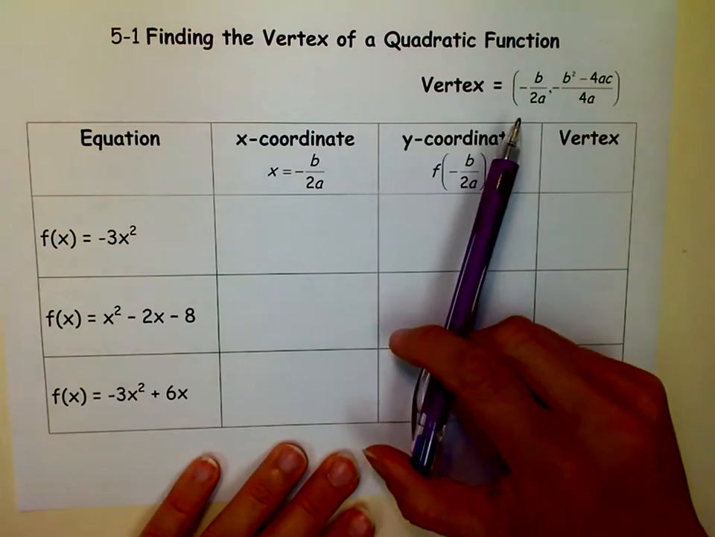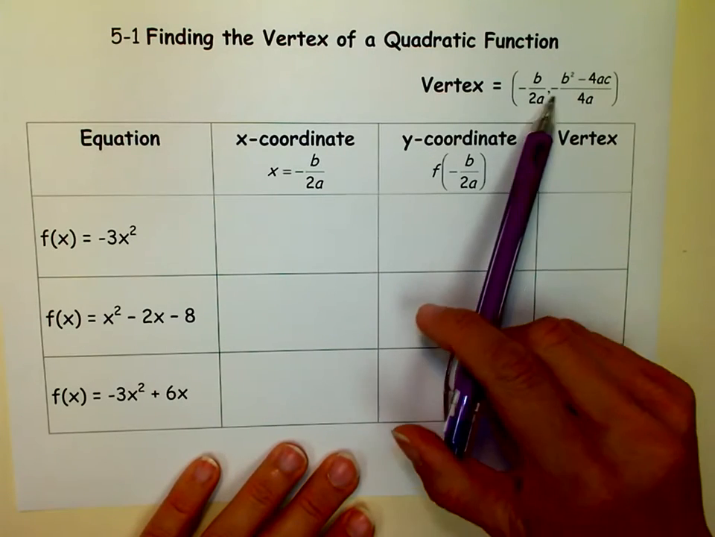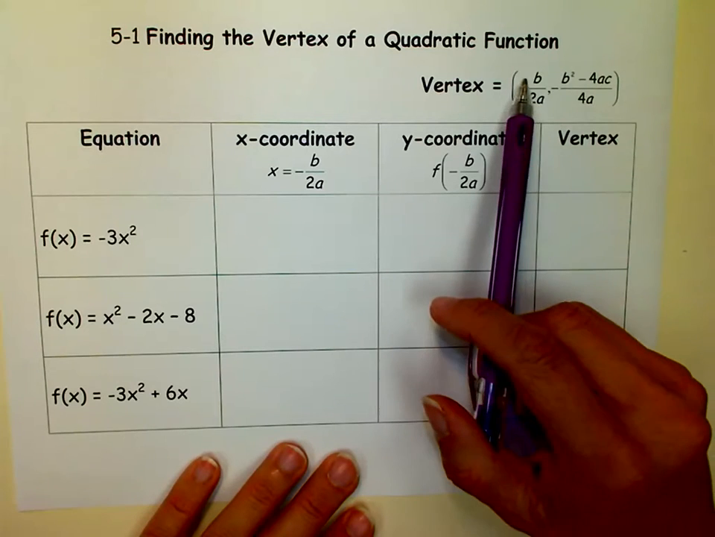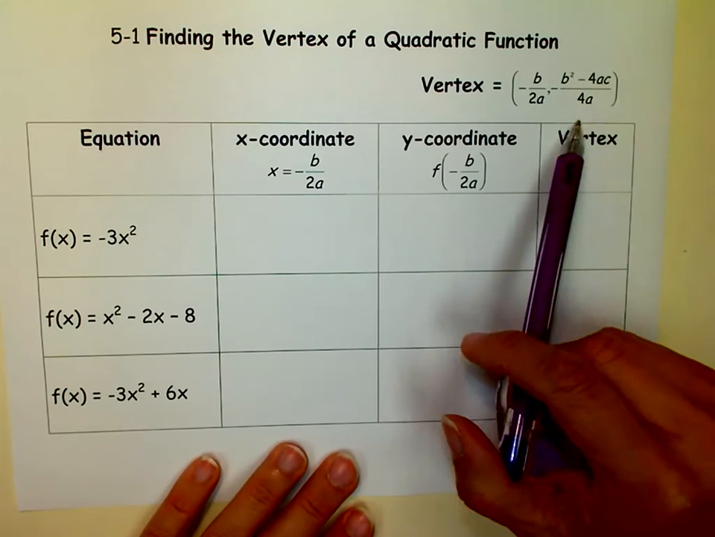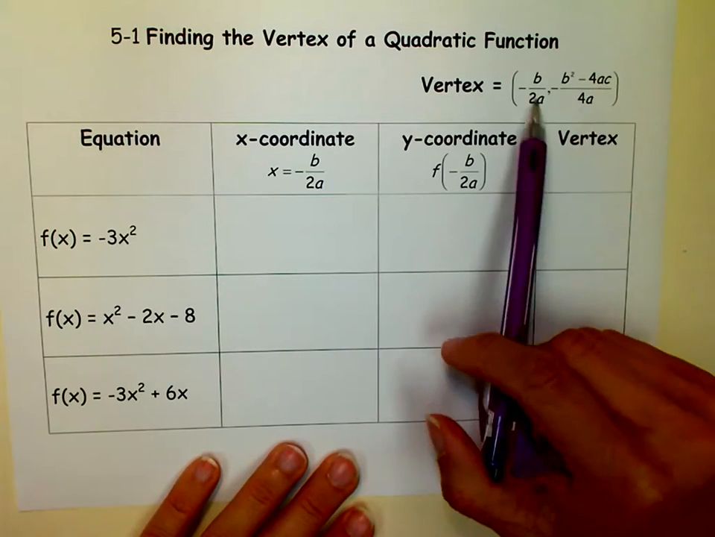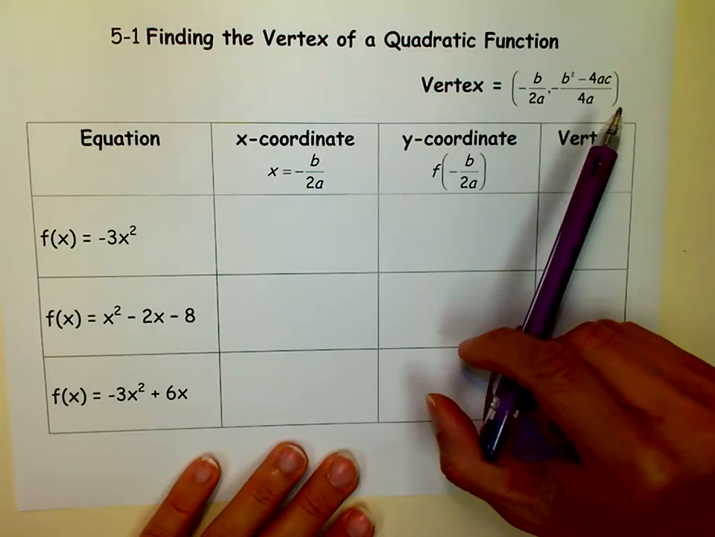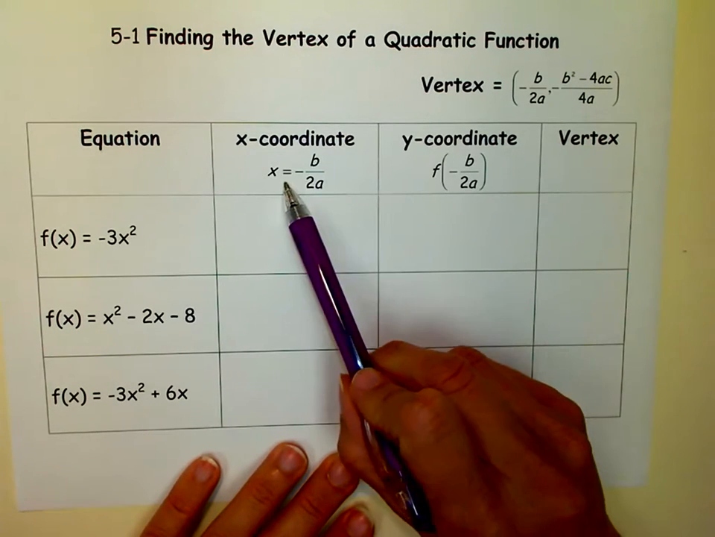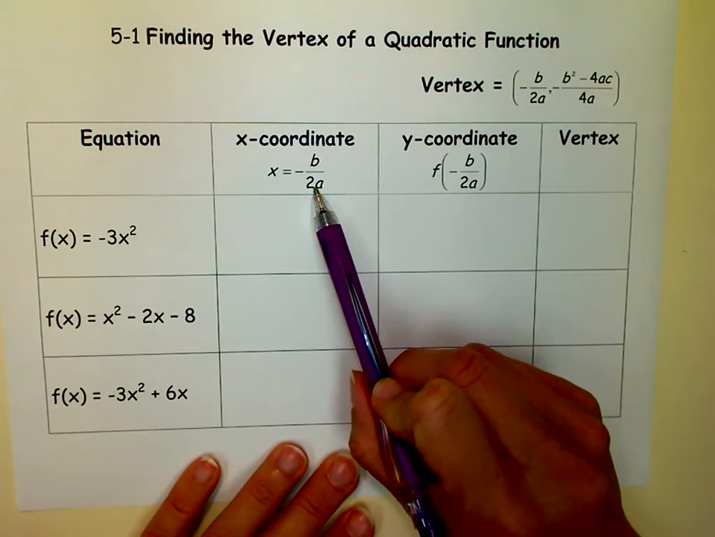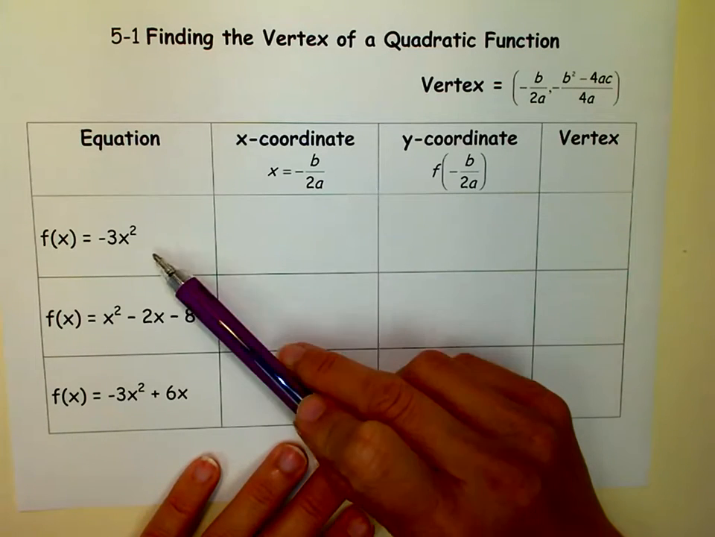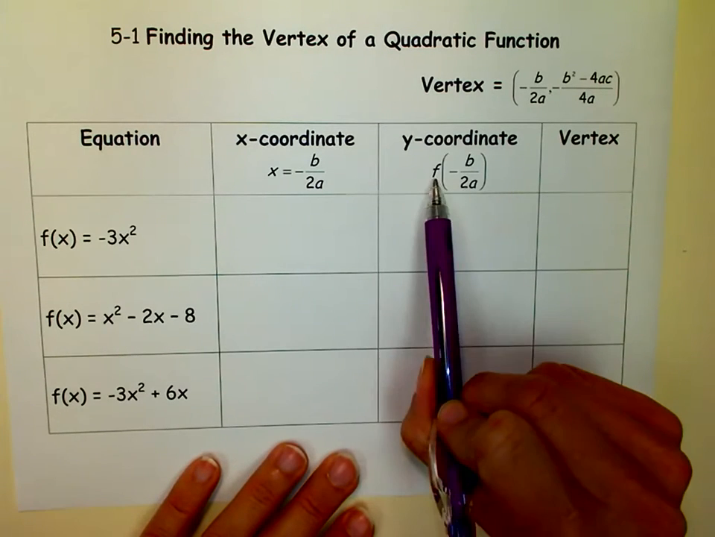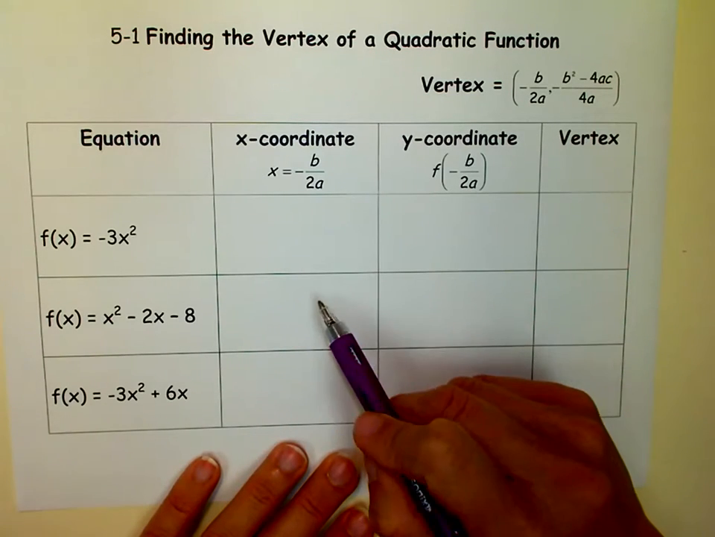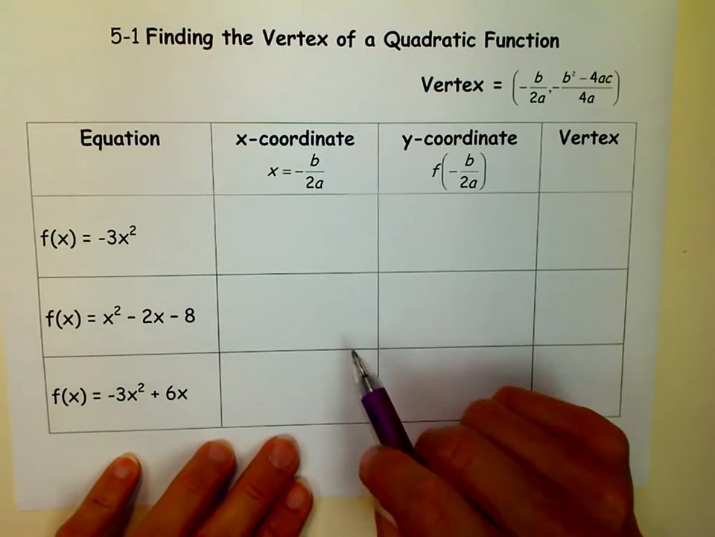For those of you who like formulas, I wrote another formula for the vertex. The formula is negative b over 2a, comma, so this is your x-coordinate, and then negative (b squared minus 4ac) over 4a. You can use that if you want to. I'm not going to do it here, but I just thought if some people wanted to memorize a formula, they could. What I like to do is just find the x-coordinate, which is negative b over 2a, and then plug that x back into the equation and solve for y. So find f of that for my y-coordinate. That's the way I'm going to do it in this tutorial, but if you want to use that formula, you can.